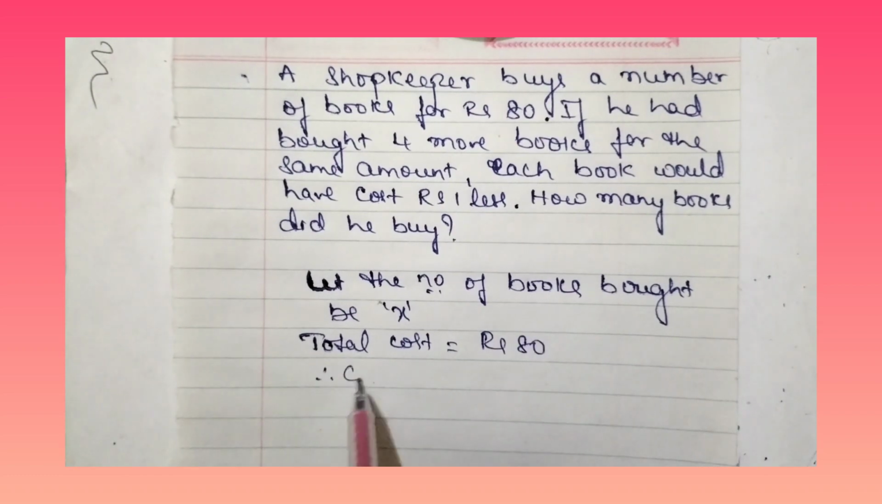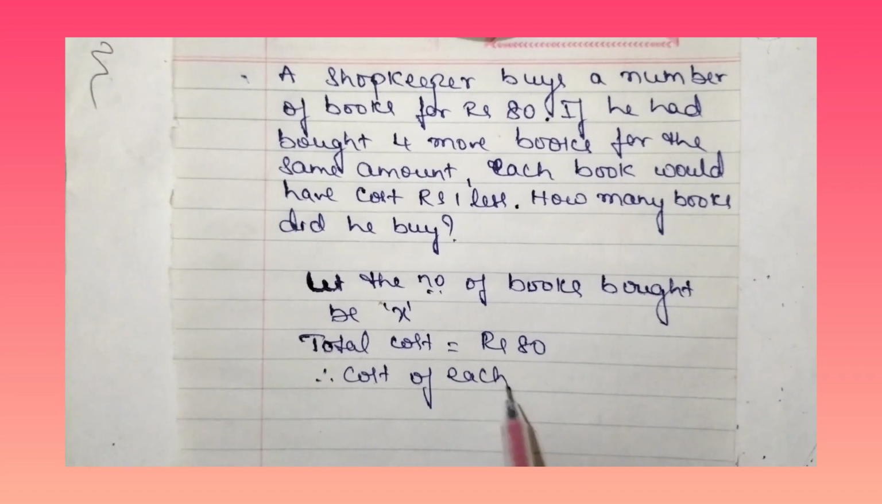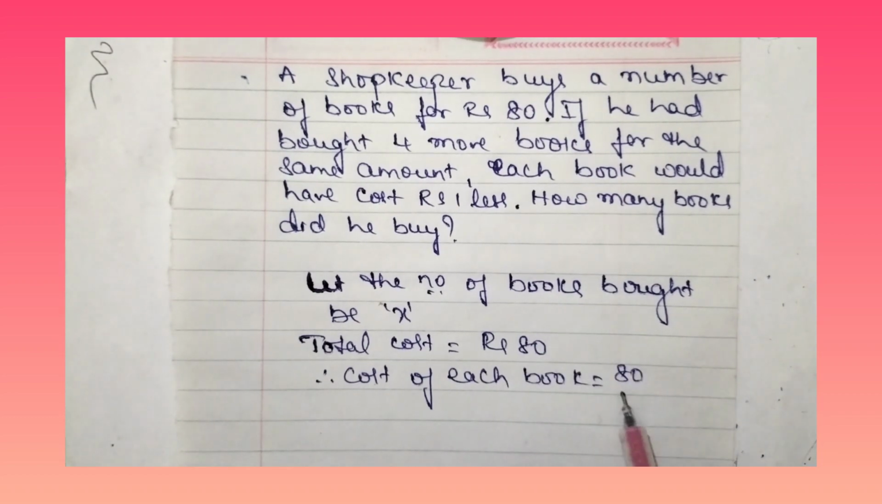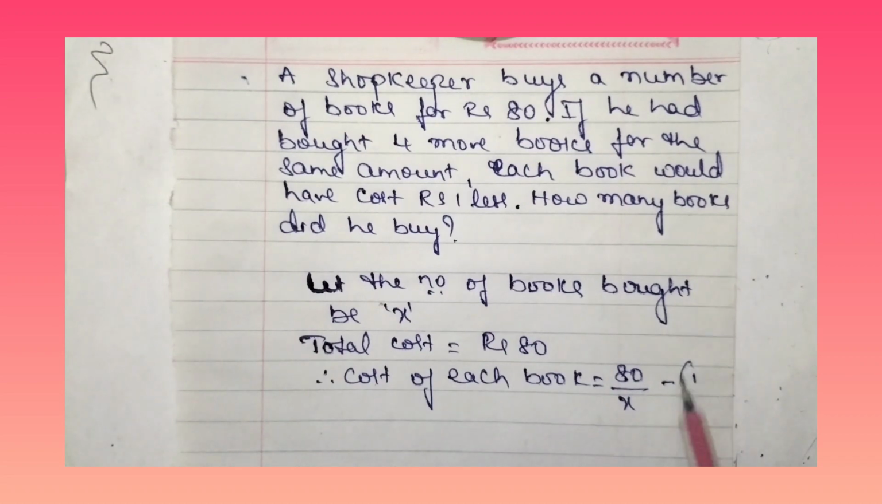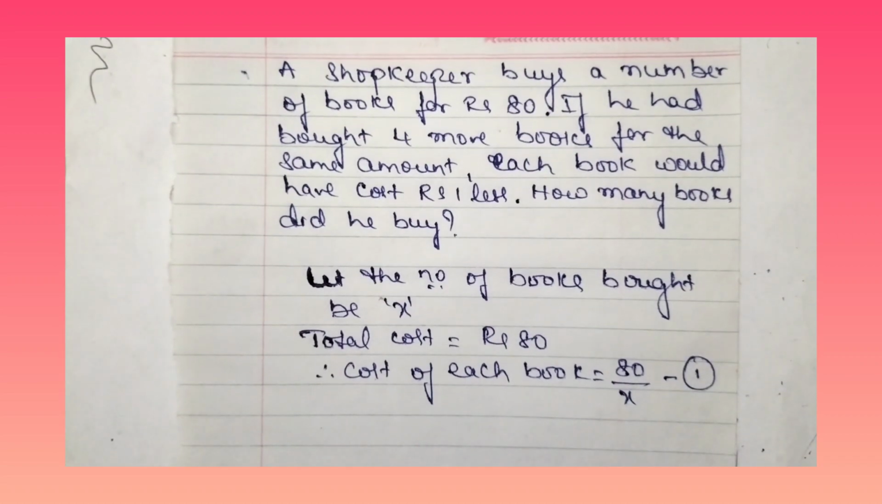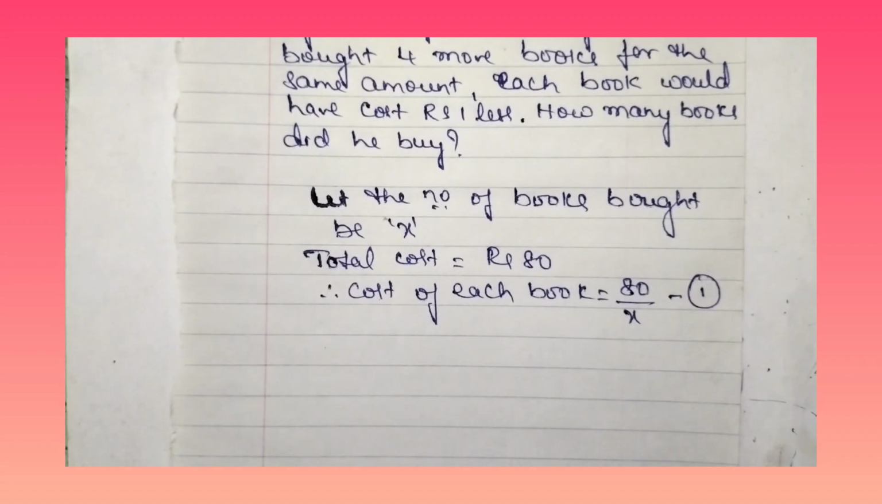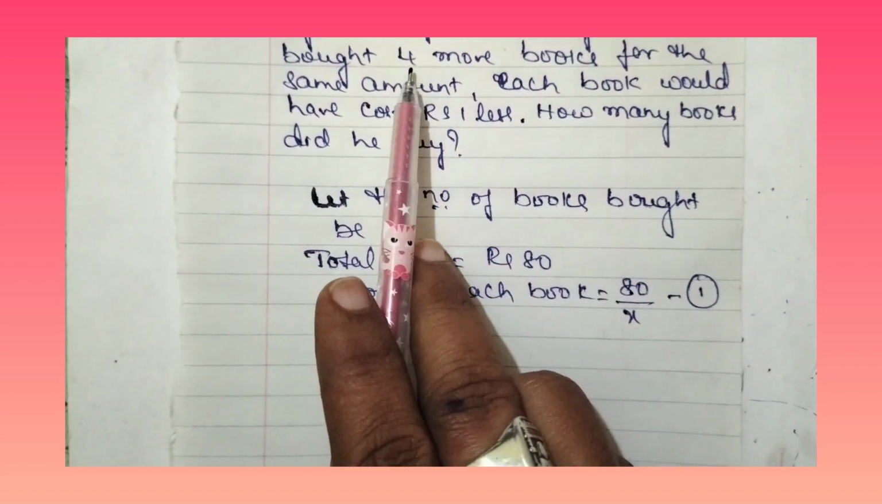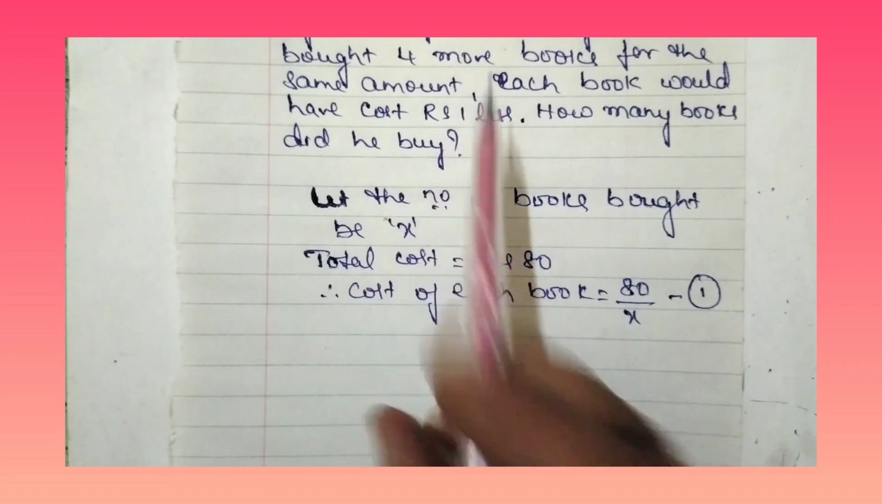Therefore cost of each book is equal to 80. Total cost is 80. How many books? x books. Therefore cost of each book is 80 by x. You call this as 1. Then instead of x number of books, if he had bought 4 more books for the same amount.